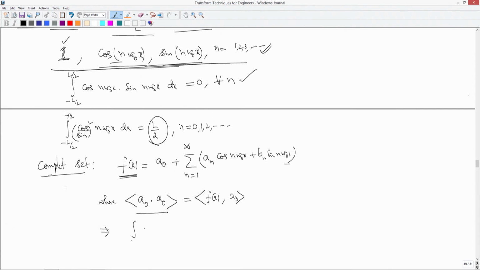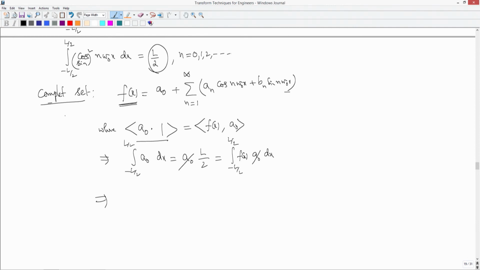Okay. So, what is this one? This is actually integral from minus L by 2 to L by 2 of a naught square dx, right. Or you just take the dot product with the fundamental function, that is 1. So, you have only a naught dx, this is equal to a naught L by 2, which is equal to integral from minus L by 2 to L by 2 of f(x) dx. I have taken the constant function as 1, so this will give me a naught, the arbitrary constant, as 2 by L times integral from minus L by 2 to L by 2 of f(x) dx.